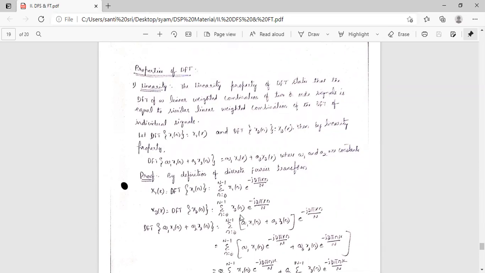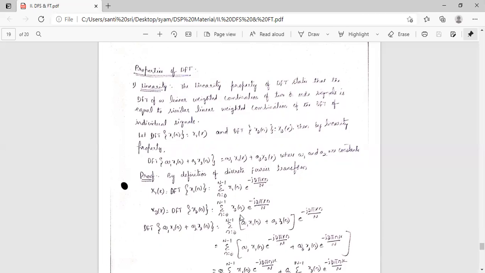The linearity property of DFT, discrete Fourier transform, states that the DFT of a linear weighted combination of two or more signals is equal to similar linear weighted combination of the DFT of the individual signals. Okay, so this is the statement of the linearity property.